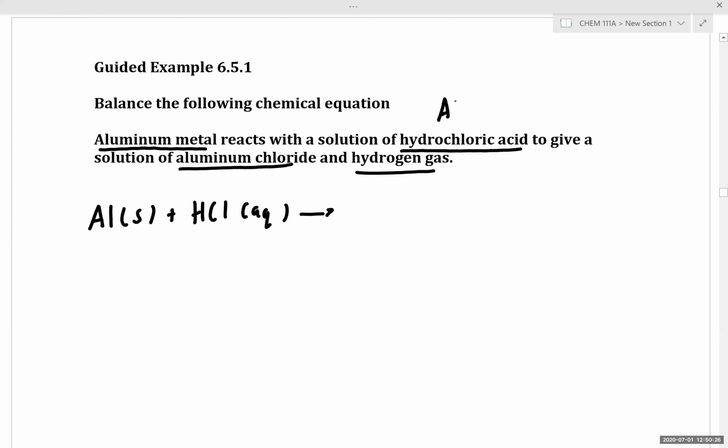Aluminum chloride, so we have aluminum 3+ and Cl-. We cross our charges and that gives us AlCl3, aqueous. And then hydrogen gas has the formula of H2 gas. Now, one thing that I want everyone to pay attention to here is that in this equation, we have an isolated pure element of hydrogen, which means you should immediately think, okay, I can use half notation.